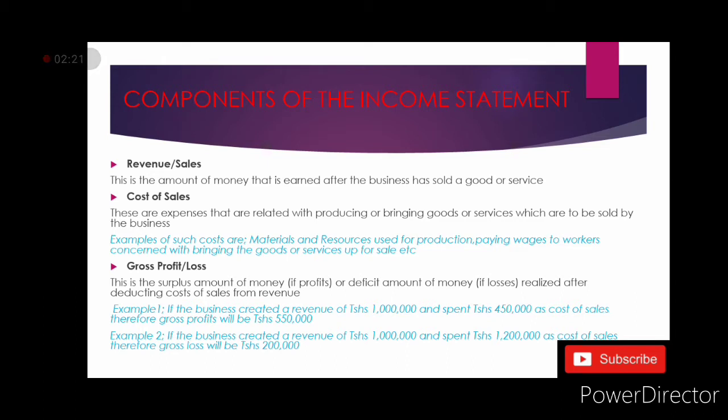Example number one, if a business had created a revenue of 1 million shillings and spent 450,000 shillings as cost of sales, therefore the gross profit would be 550,000 shillings. So that would be a surplus amount of money. Example number two, if the business created a revenue of 1 million shillings and spent 1.2 million shillings as cost of sales, therefore the gross loss will be 200,000 shillings. So that will be a deficit.